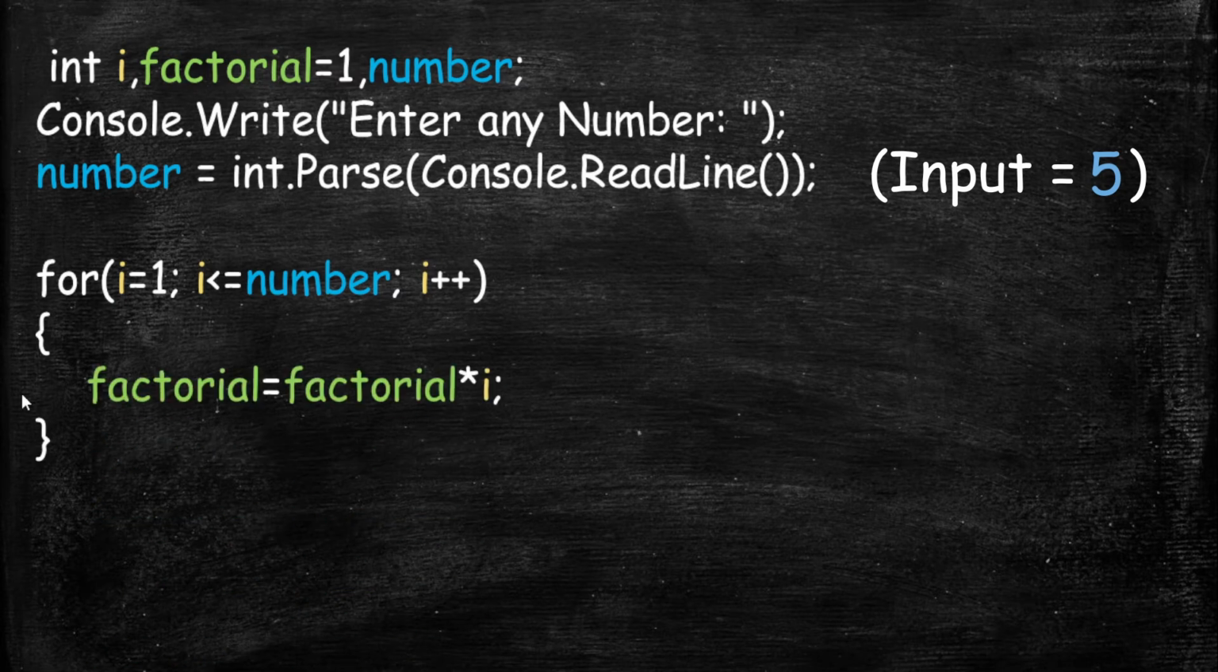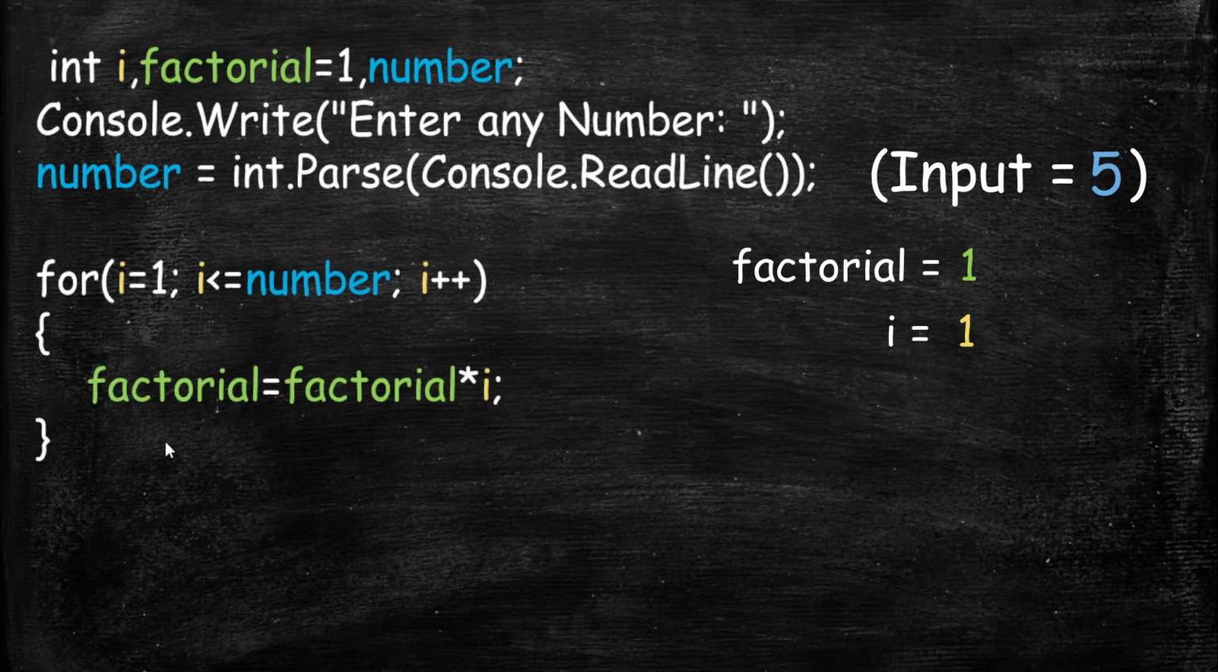And each time this loop runs, it will multiply the I variable with the factorial variable, and it will keep storing that result in factorial. For example, when this loop runs for the first time, the factorial value is 1. Initial value of factorial is 1. It will multiply by I, which is also 1. So this factorial will become 1.